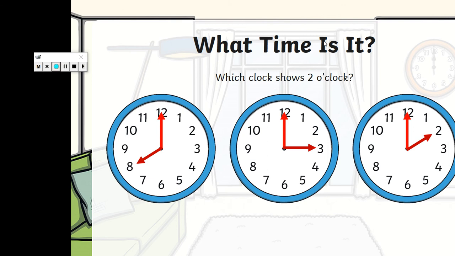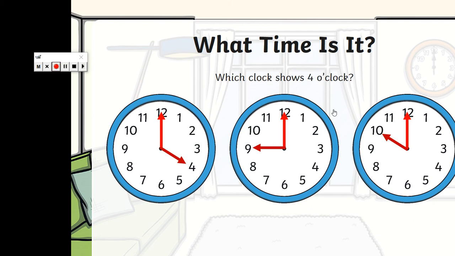So which of these clocks shows 2 o'clock? So remember, read the clock really carefully. So this one is showing 8 o'clock. This one is showing 3 o'clock. So that means this one is showing 2 o'clock. Well done if you managed to get that one correct.